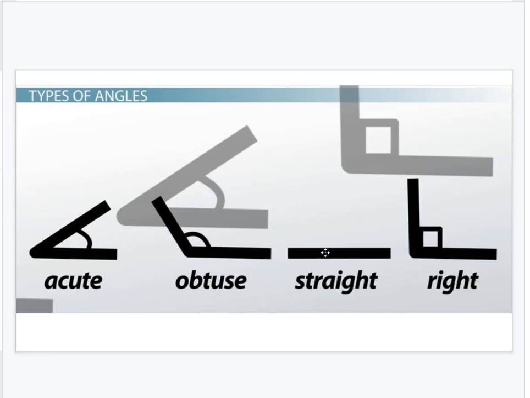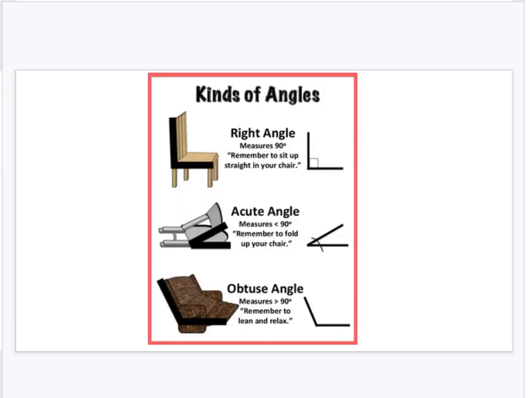Straight is basically what I said before. That's always going to be 180. And then we have a right angle. And a right angle always equals 90 degrees. So when we're looking at different kinds of angles, I like to look at a right angle as, remember to sit up straight in your chair, because you're forming that L to make that 90 degrees.